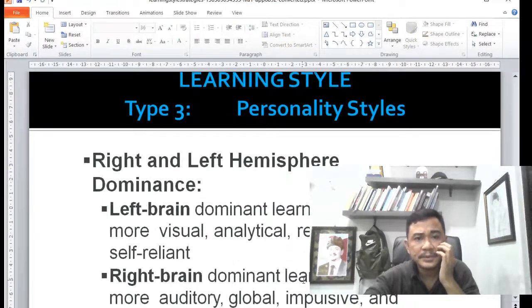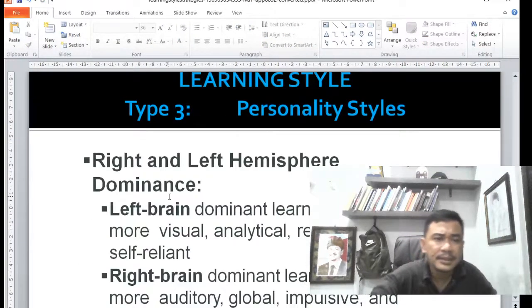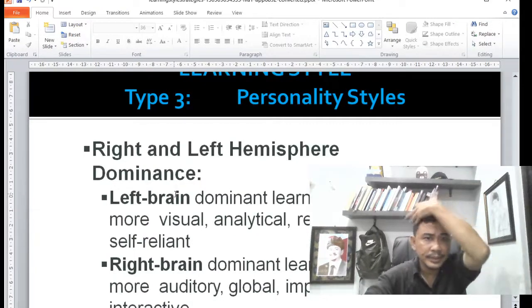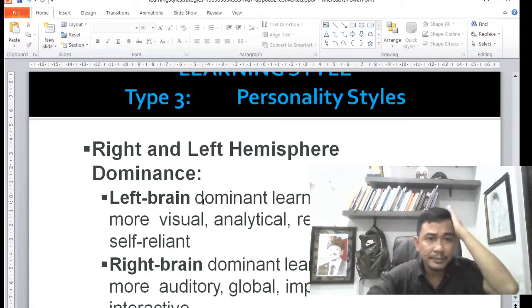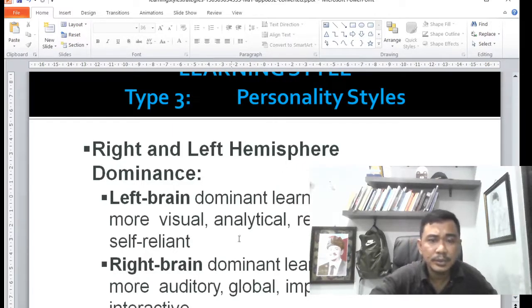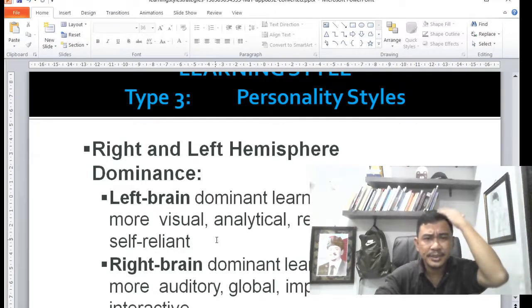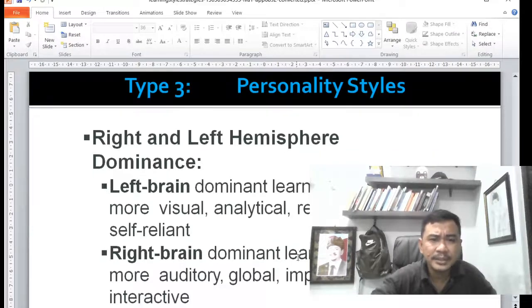And then right and left hemisphere. Left brain dominant learners tend to be more visual, analytical, reflective, and self-reliant. Right brain dominant learners tend to be more auditory, global, impulsive, and interactive. You can imagine what happens when people are left brain dominant and right brain dominant, based on our previous discussion just now.